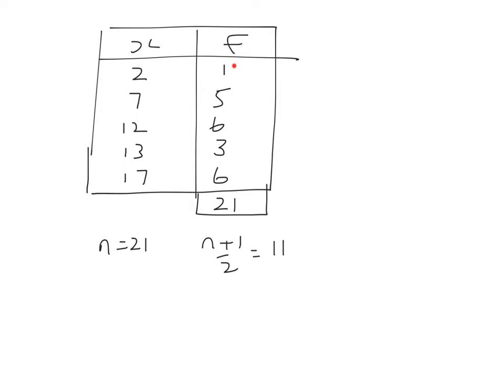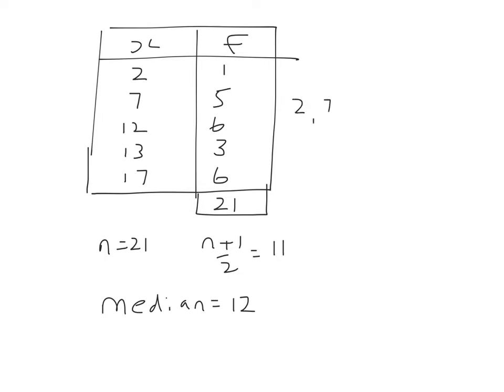Well, 2 is the first number, the next 5 numbers are all 7, so that takes us to 6, the next 6 numbers are all 12. So we've got 1, 5, 6 with the first 12 numbers, we've got 2, we've got 5 sevens, we've got 6 twelves, so the 11th number is going to be 12. The 11th number in this list, if we were to write them all out, it would be 12.